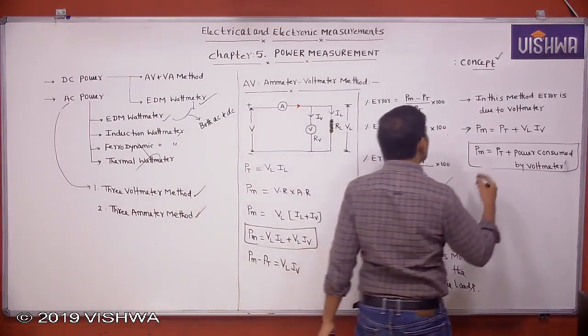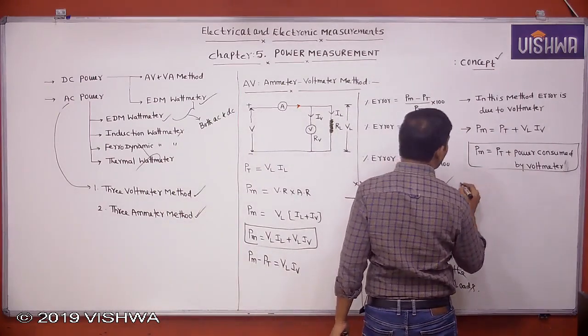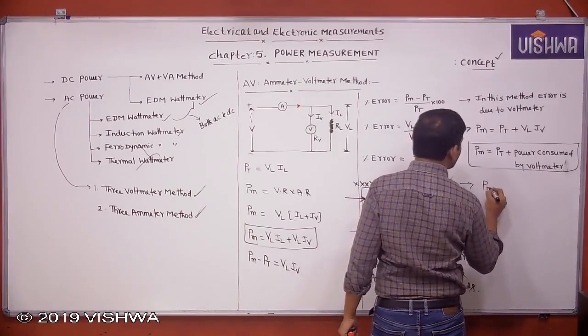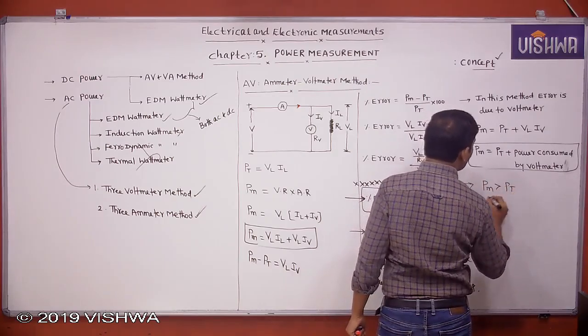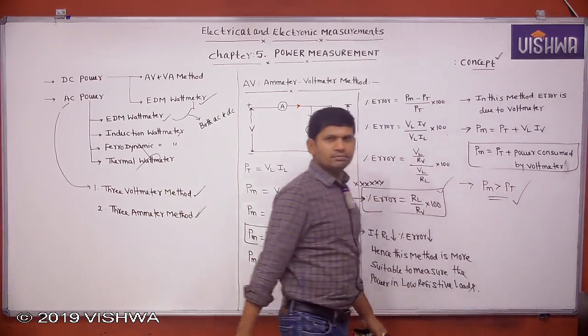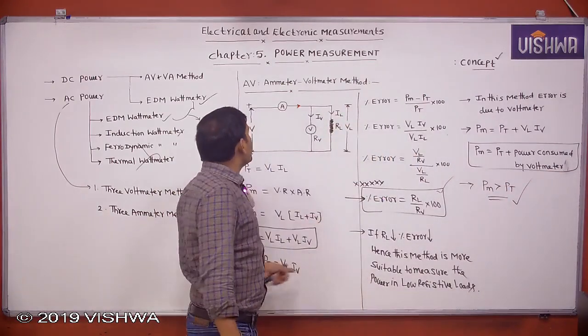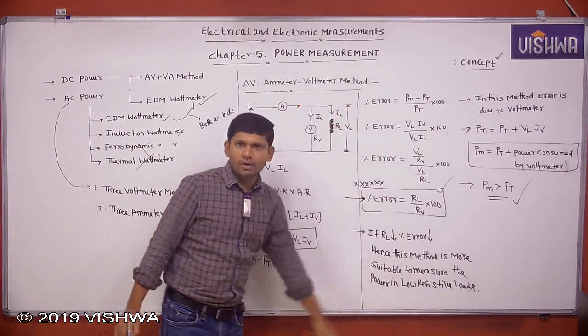Therefore, if measured power equal true power plus power consumed by voltmeter means, then which power is greater? Measured power is greater than the true power. Okay. These are the points you remember with respect to AV method. Quick note down.